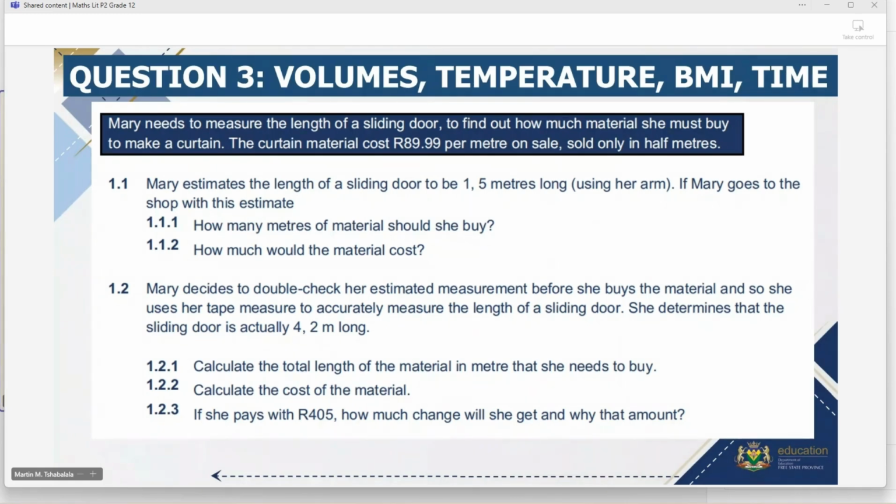Those are the questions, and they are based on the cost of materials. I won't go through them. We'll send you this presentation. Conversions go further. You might be given a cooking recipe.